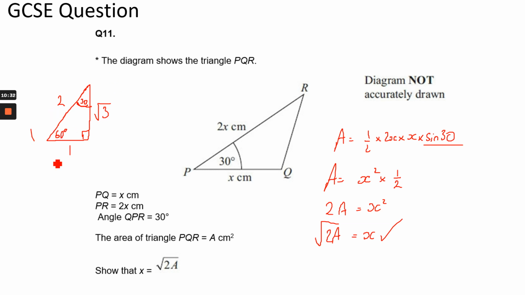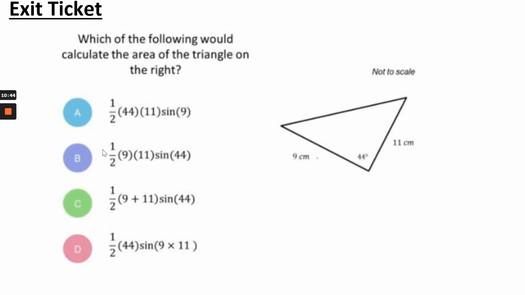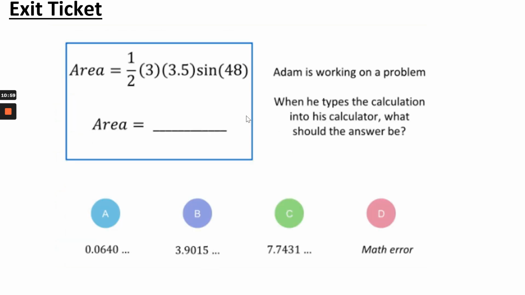Okay, so if that's not making any sense, let me know and I can arrange a slightly different video to help explain that. Okay, to finish, we've got exit tickets. So this one, you should have half times 9 times 11 times sine 44. Okay, so it's letter B. The next one. So if you type that into a calculator, what answer do you get? I believe you should get 3.9015.